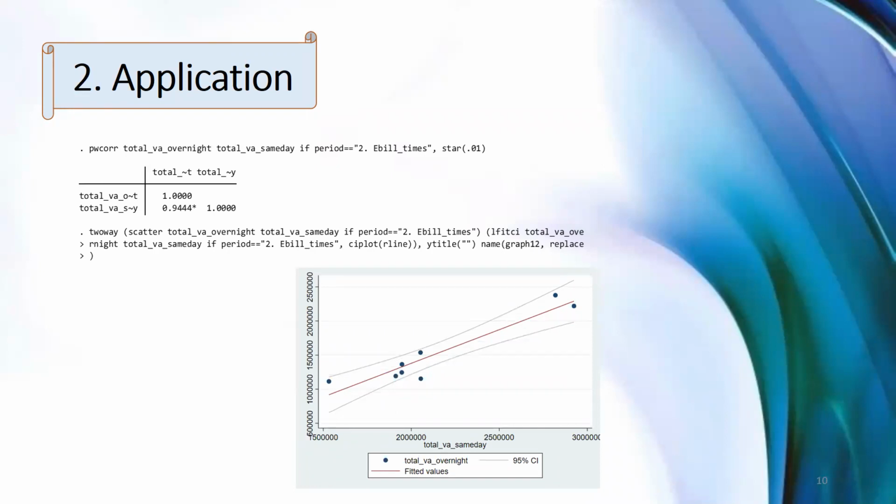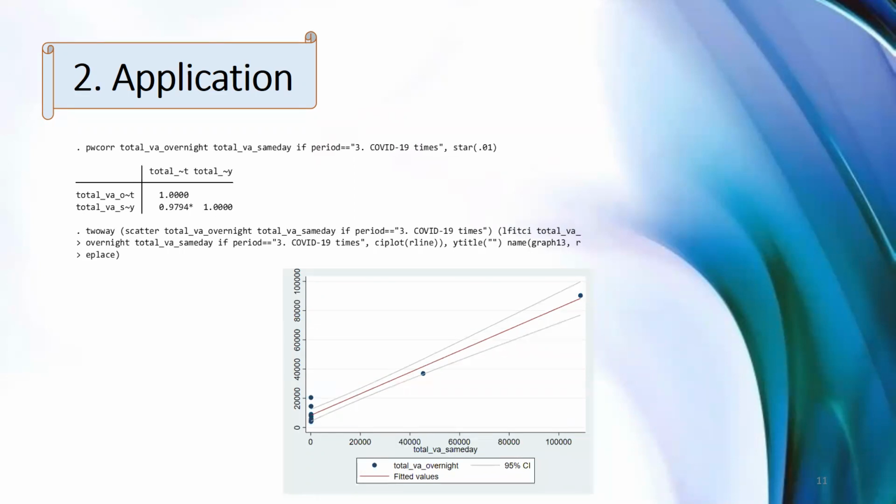So next, if we're only looking at EBIL times, the expedition bill times, then the correlation is 0.9444, with a star, so it's significant, and it is also very high because it's more than 0.9. And then if we plot the twoway scatter plot, we can see there is still a fitted value showing that when X increases, Y also increases. But since we only have a few data points for EBIL times, it's a very short time. So when your data points are not as many, you have to bear this in mind to see whether it's a good conclusion.